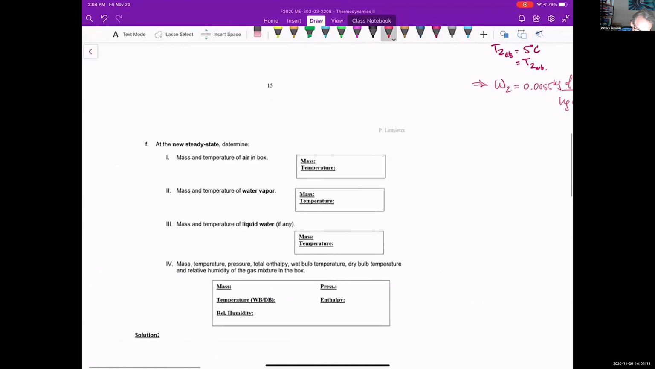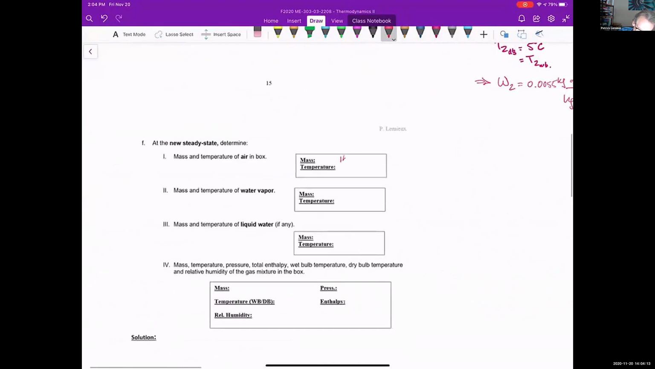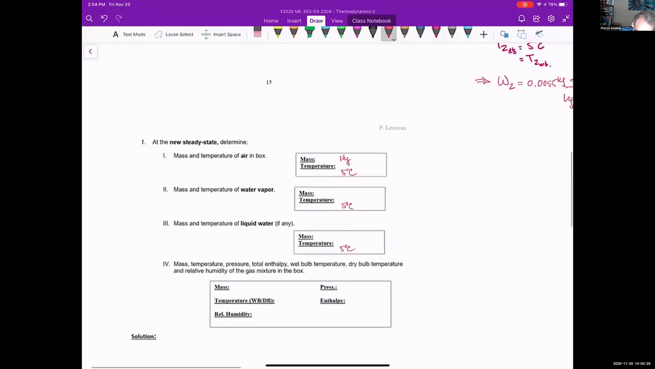Mass and temperature of the air in the box. Well, the mass of the air in the box is 1 kg since it's an isolated system. The temperature is 5 degrees Celsius. The temperature of all these things is going to be 5 degrees Celsius because we're in thermal equilibrium. Put that down in our assumptions. Mass of the liquid water is 2 grams. The mass of the water vapor, well, it's whatever I had at the beginning minus what I lost. So this is going to be 5.5 grams.